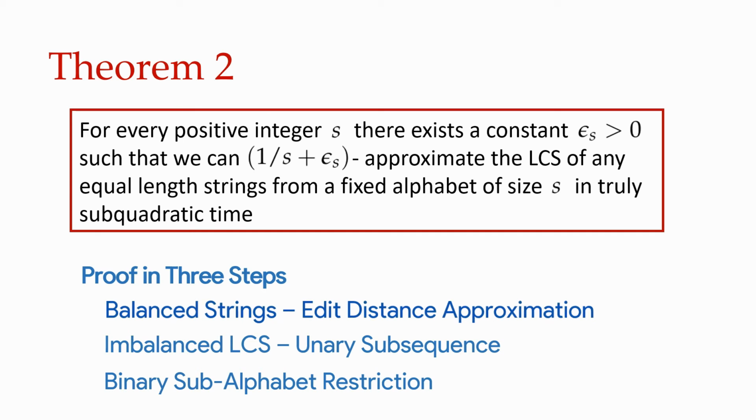So like I mentioned, the first case that we're considering here of balanced input strings is just analogous to the argument used in Rubinstein and Song's algorithm. We just use constant factor edit distance approximation algorithms again, and because these algorithms work independent of the alphabet size, we have no issues extending it here. So let's focus on the second case of an imbalanced longest common subsequence.